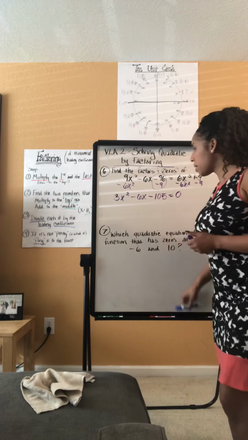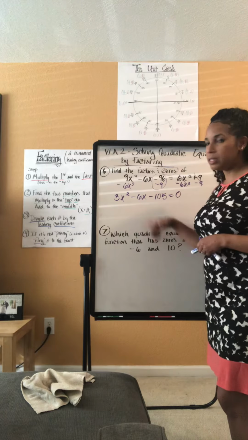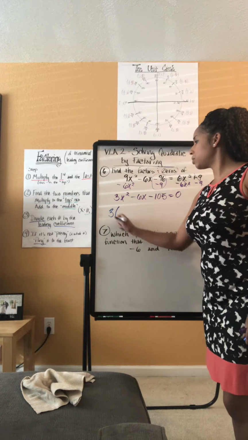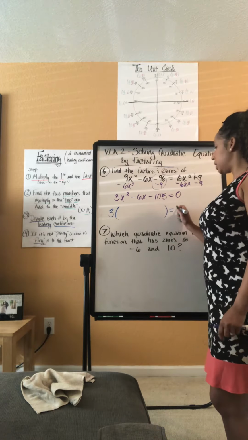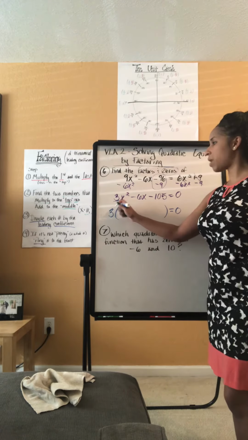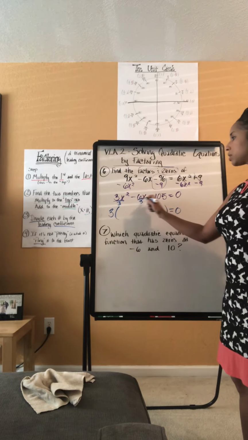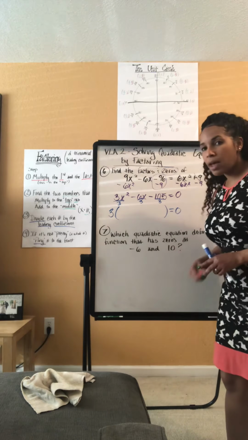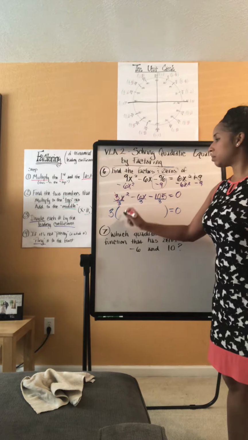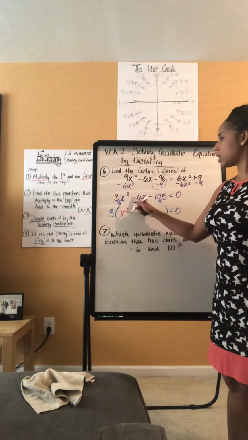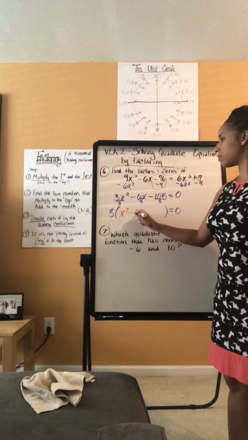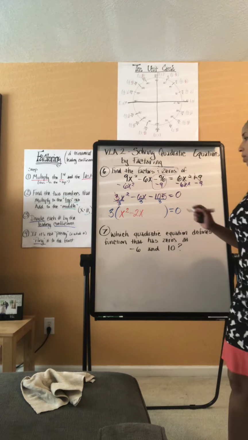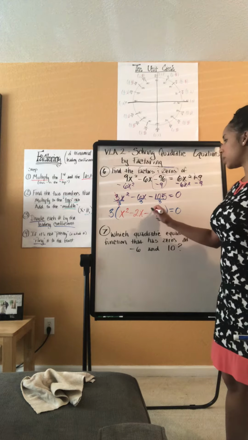All right, I want to look for a number that they all have in common. That number happens to be 3. So I will pull that 3 out, and I will make parentheses. I will divide each piece by whatever number it was I pulled out to see what's left inside the parentheses. So when I do that, the 3's cancel. I'm just left with the x squared. Negative 6 divided by 3 gives me negative 2, and the x falls down. And 105 divided by 3 is 35.